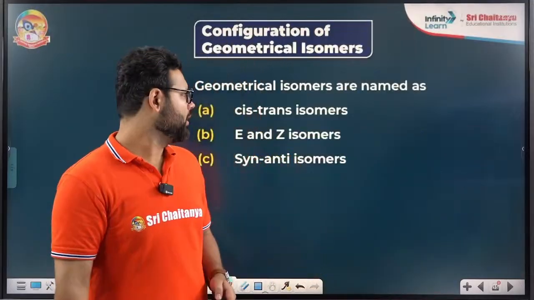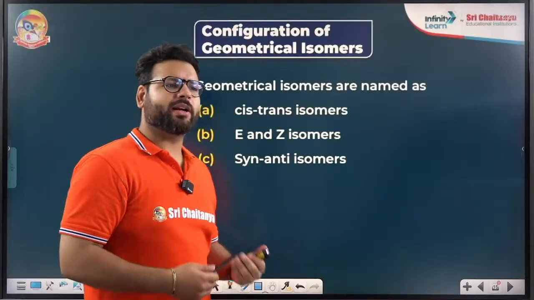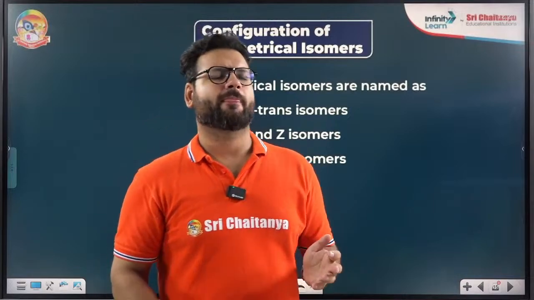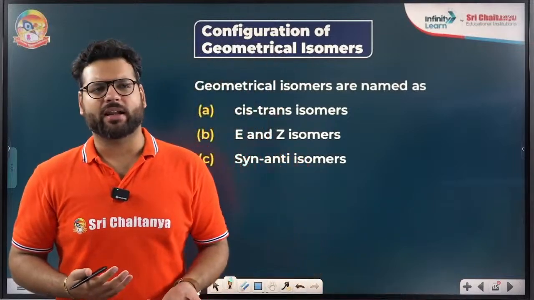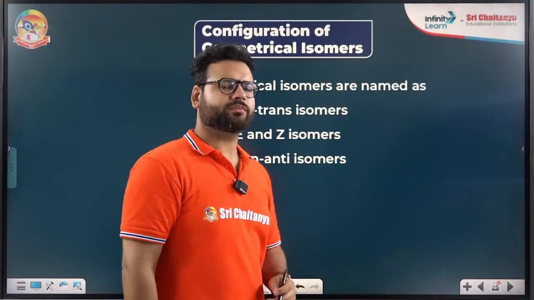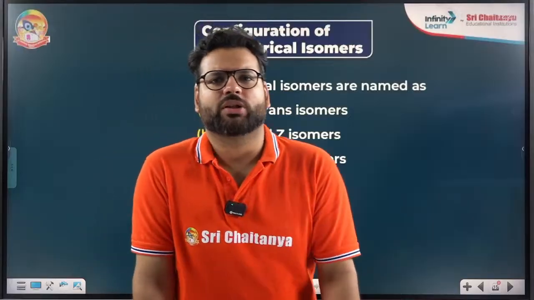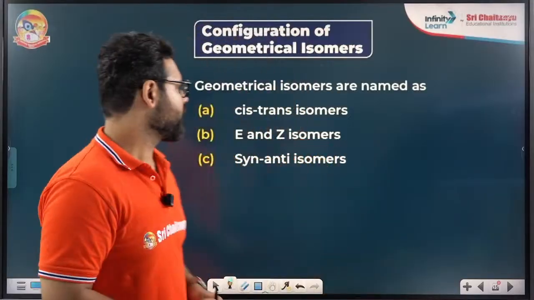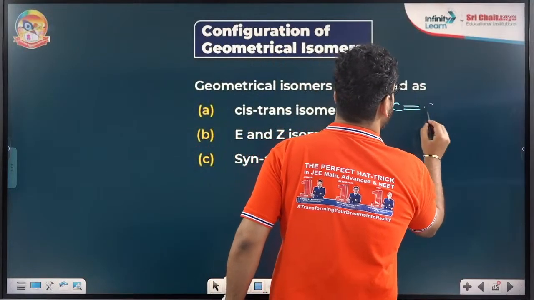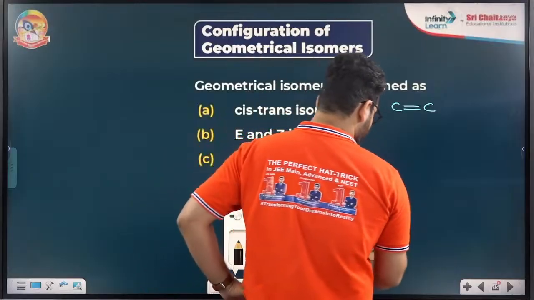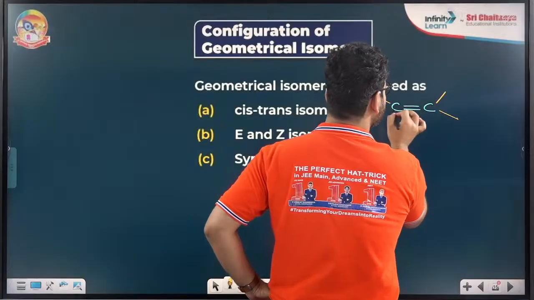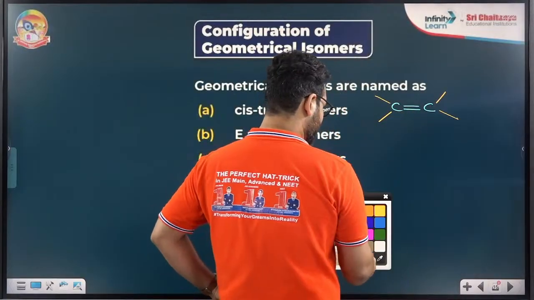So when we have to name geometrical isomers, there are three ways of naming them: cis-trans, EZ, and syn-anti. When to use cis-trans? You will use cis-trans when, on a stereogenic double bond, on the two carbons, at least one group is identical.